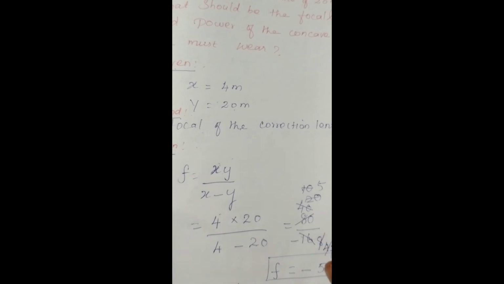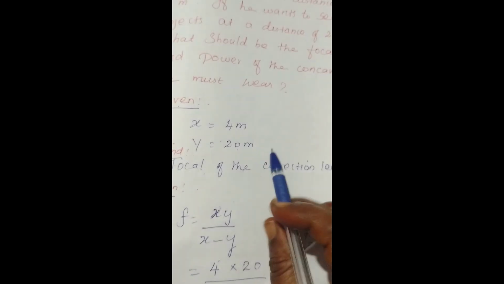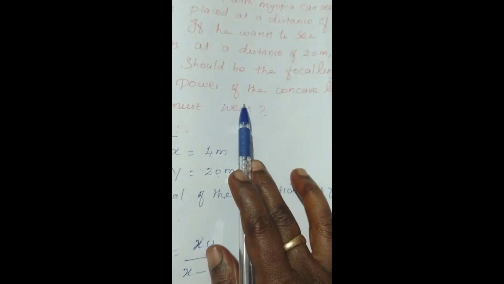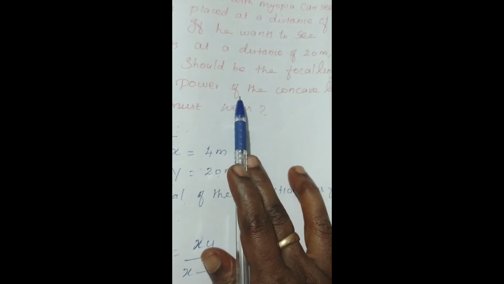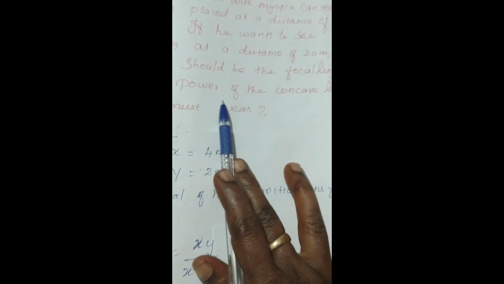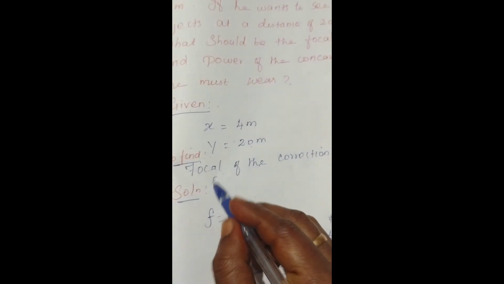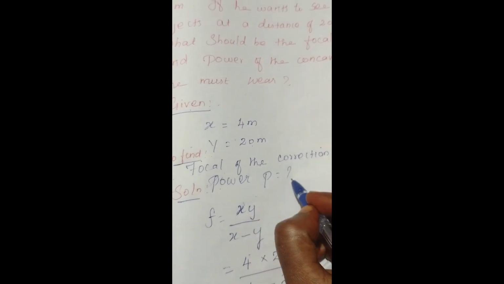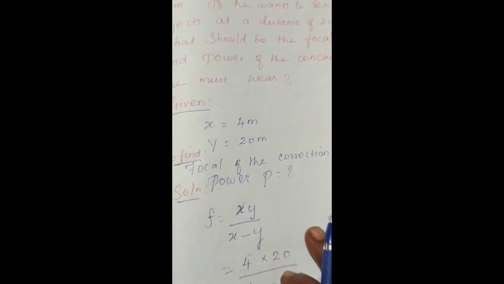Now we got the focal length, but the question asks us to find the power of the concave lens. First you have to find the focal length, and next only can we find the power of the concave lens. So the P value also we are going to find.